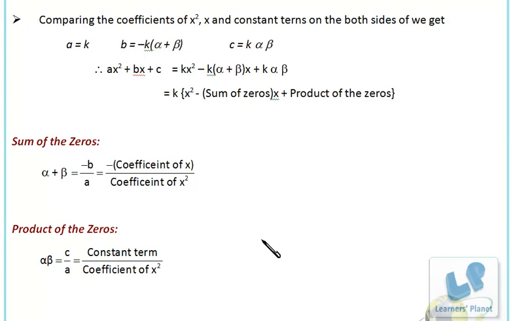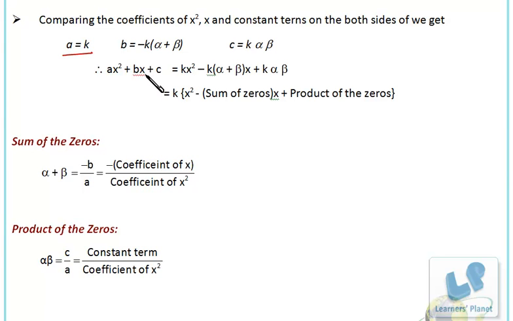Now friends, let's compare the coefficients of x square, x and the constant term on both sides. I have rewritten the relationship over here: ax square plus bx plus c is equal to kx square minus sum of zeros into x plus product of the zeros. On this side, the coefficient of x square is k, and here the coefficient of x square is a. So a is equal to k.